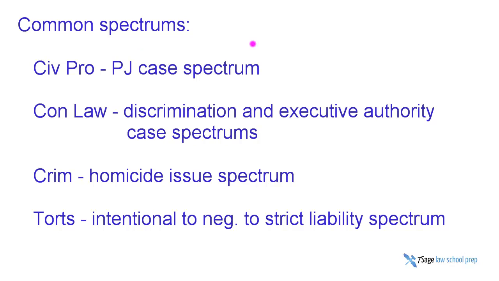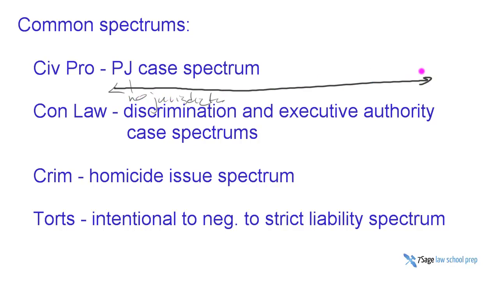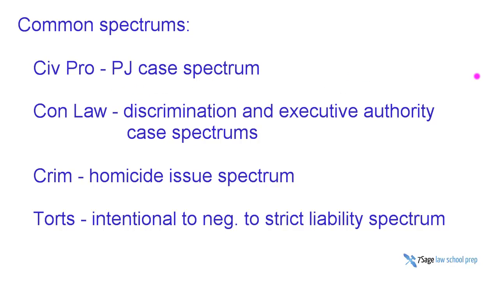So here are some common outline spectrums that you can set up. This is not an exhaustive list, and neither am I going to say that you can always use a spectrum for every part of your outline. Sometimes it's not appropriate. There's a lot of contracts, for instance, that doesn't necessarily lend itself to this kind of setup. But a lot of doctrines do. Civ Pro was one of the first ones I did this for, and I got an A in the class. You've got a spectrum of no personal jurisdiction to clear personal jurisdiction. You have lots of contacts and fewer contacts, and various rules pertaining to general jurisdiction, depending on the kinds of claims that are set up, or specific jurisdiction.